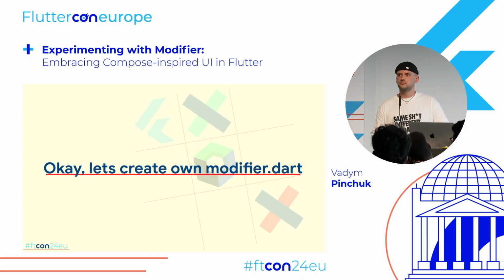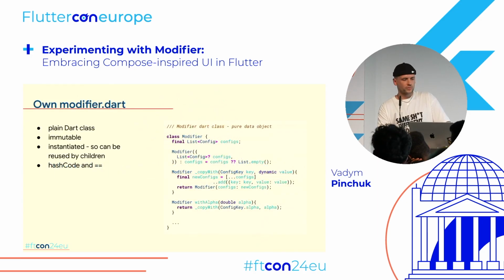It will be just a simple Dart class, a simple Dart object. Let's see what we can do. On the left, we have requirements. It should be a plain Dart class, so a plain Dart object. It should be immutable, preferably, and also instantiated, so reused. That is how a modifier is reused and passed from parent to child. And also with a deep equality check for performance reasons as well. So we don't really want to change the widget when the same modifier but with a different hash code comes. On the right, a simple probable example.